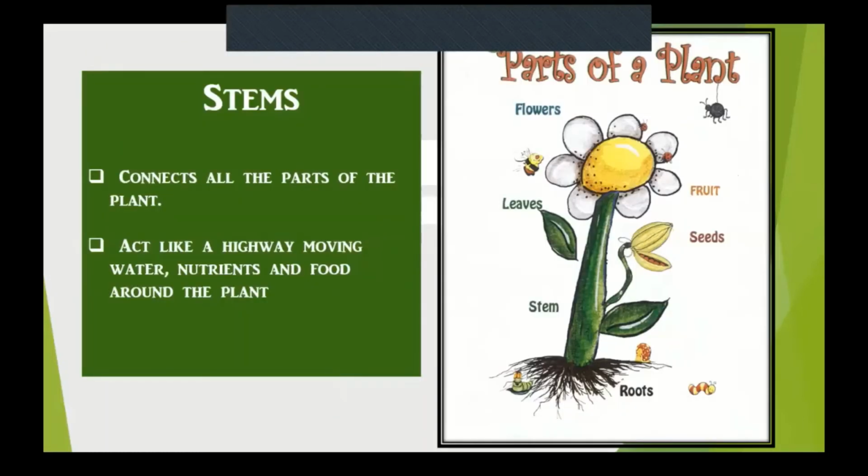All right, the next plant part is the stem system, or stems. Stems do two main things. They connect all the parts of the plant, and they act like a highway moving water, nutrients, and food around the plant.